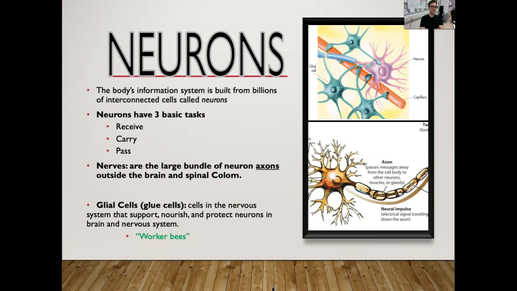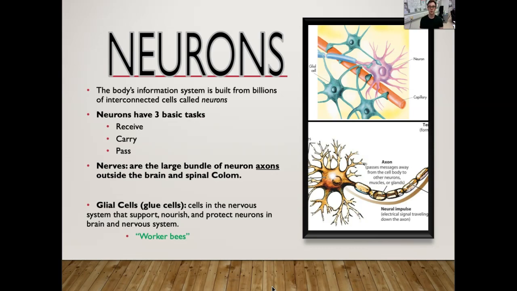So the body's information system is the nervous system, right, which we talked about in our last part of this lecture. We talked about the electrochemical communication system and how our body uses the nervous system to communicate things about movement, thoughts, internal organ functions, sensations, perceptions, all these things. And they're made up of these basic cells called neurons, okay? And while they're very basic, they're also very complex, and they have three functions, okay? To receive information, to carry information, and to pass information.